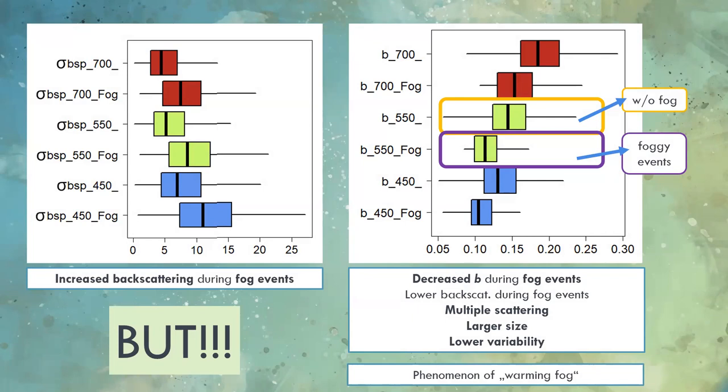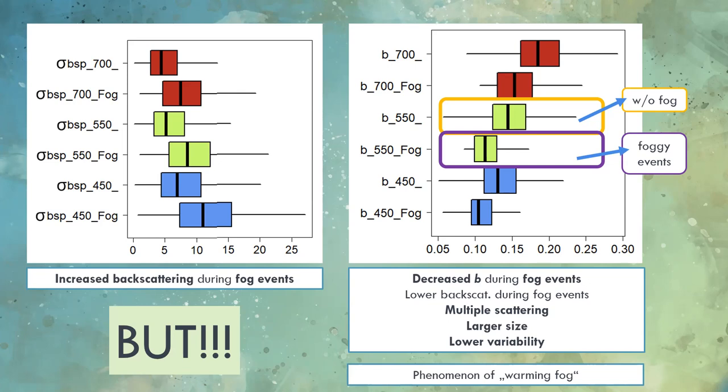We can see an increased backscattering coefficient during foggy events, and I observed that also for the total scattering coefficient. So we have more scattering during foggy events. However, when we check the backscattering ratio, we can see that it is smaller during fog events. It means that particles cool the atmosphere less than during non-fog events.